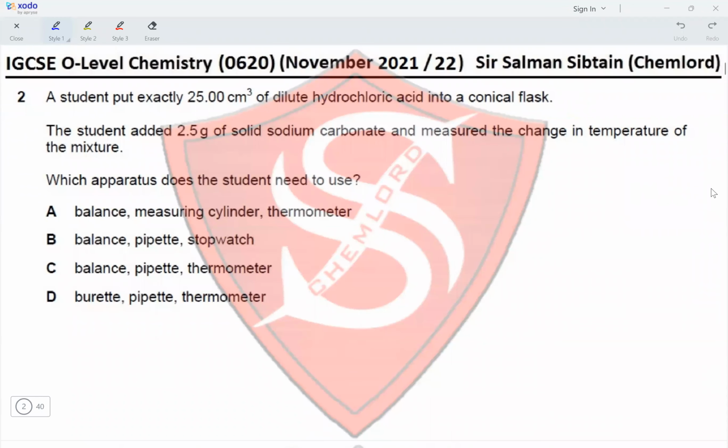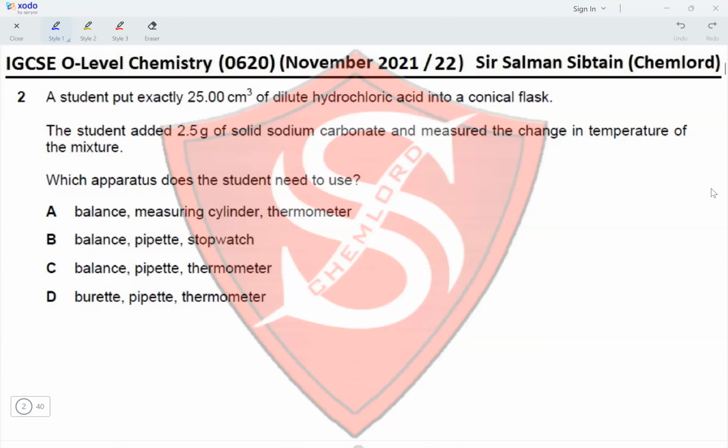Question 2. A student put exactly 25.00 cm cube of dilute hydrochloric acid into a conical flask. The student added 2.5 grams of solid sodium carbonate and measured the change in temperature of the mixture. Which apparatus does the student need to use? The 25.00 cm cube is a highly accurate volume, so this should be done using either a pipette or a burette. The 2.5 grams requires a weighing balance, and change in temperature requires a thermometer.